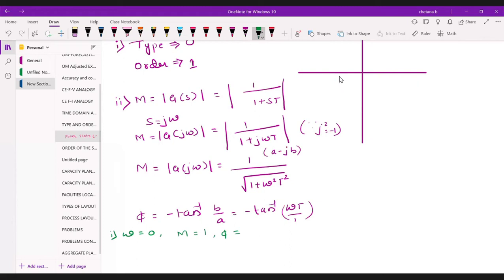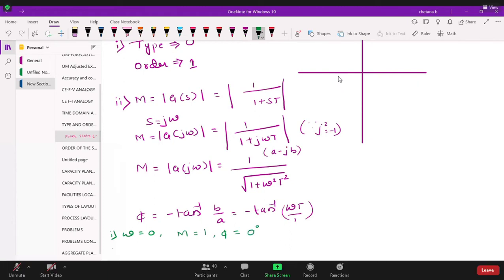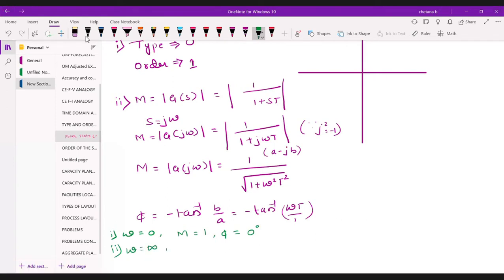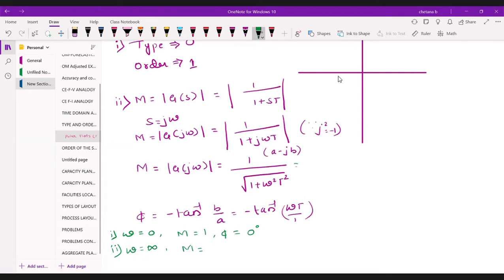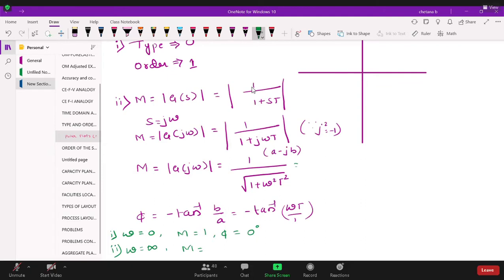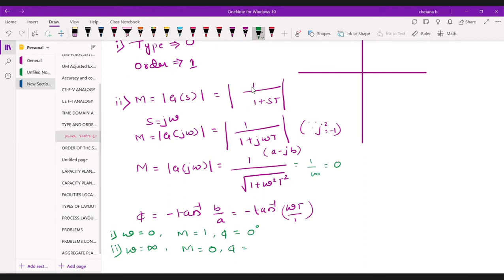This is one value. And for omega equal to infinity, you need to see what the magnitude is. So 1 by 1 plus infinity into t. Okay. So 1 by infinity is nothing but 0. So the magnitude is 0. What is the phase? Tan inverse of infinity, minus 90 degree. Now we have got two values here.